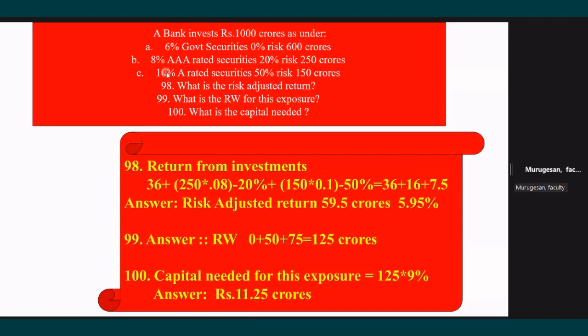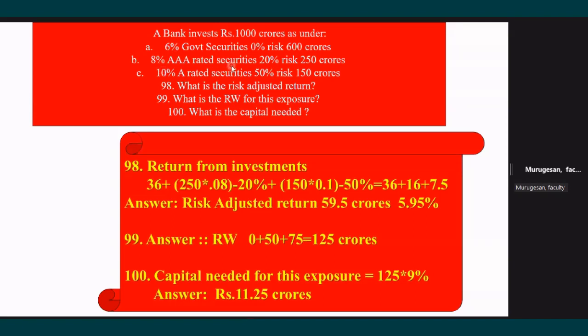You understood, first is a zero risk, 600 crore. So how much income will you get? 600 into 6, 36. Full you will get. No minus. Why no minus, boss? 0% risk. Government, 0% risk.